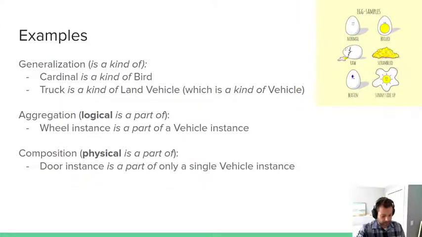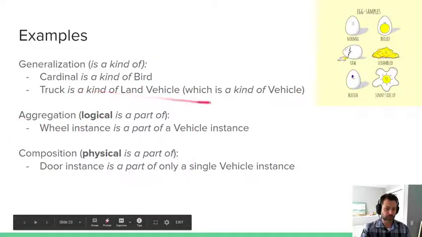So to take that and turn it into some examples, which are hopefully helpful. Generalization is a kind of. A cardinal is a kind of bird. A blue jay is a kind of bird. A mammal is a type of animal, for instance. A truck is a kind of land vehicle. A land vehicle is a kind of vehicle, because you have seagoing vehicles and whatnot. So generalization should make sense, hopefully.